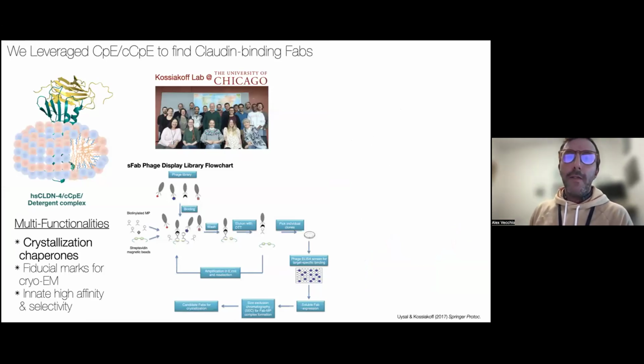So back in 2017, before we even really made inroads on this, what we did was try to use these things called fabs to chaperone crystallization, which was what their major purpose was at the time.